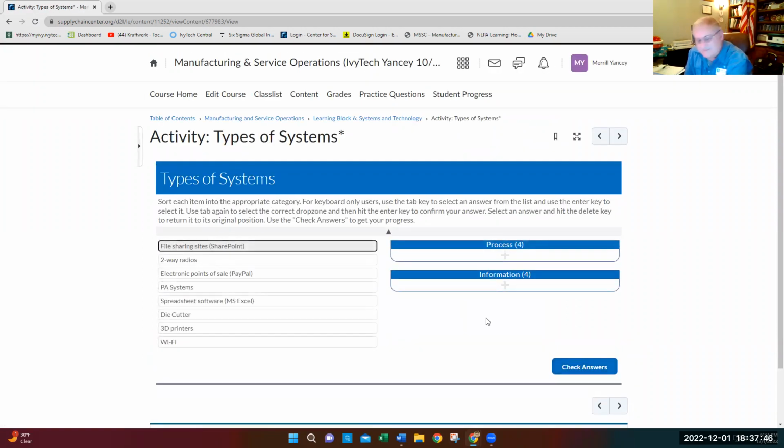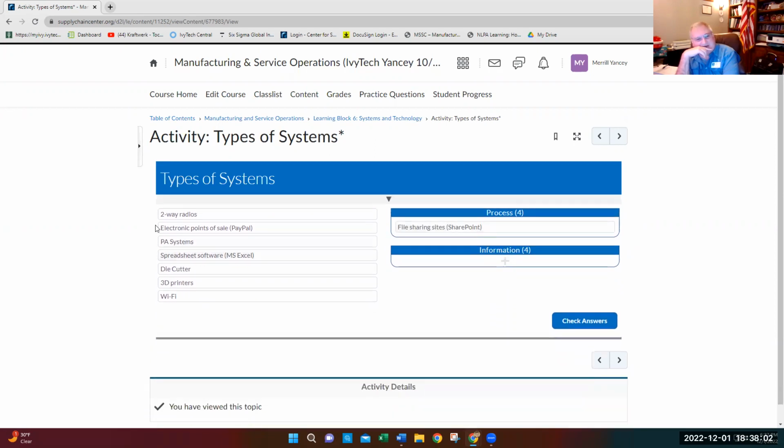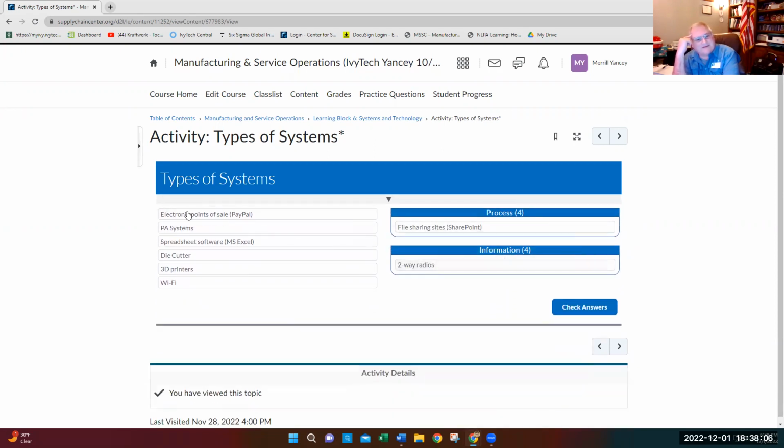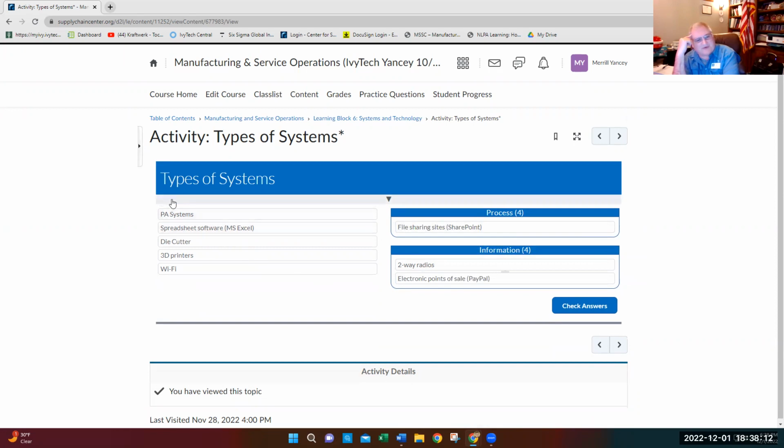So this one's a fun one. They want us to figure out if it's a process or if it's information on which one of these different goodies here. I think this is one of those that's pretty fun: you can drag them over there and then it'll tell you what is right and what's wrong. So if we just pull them over, we can get them lined up with whichever one they were. I'm just dragging and dropping them.